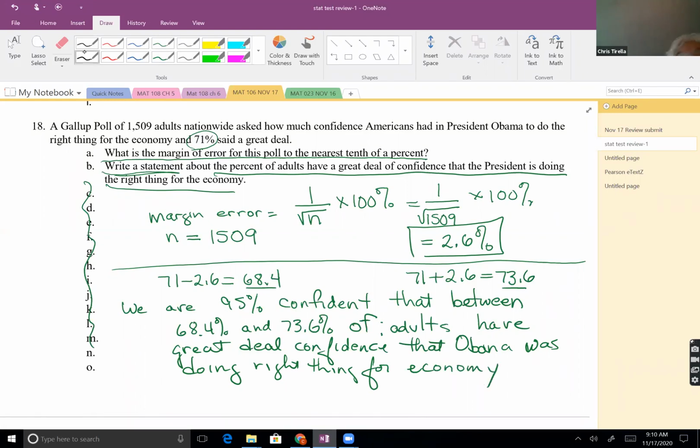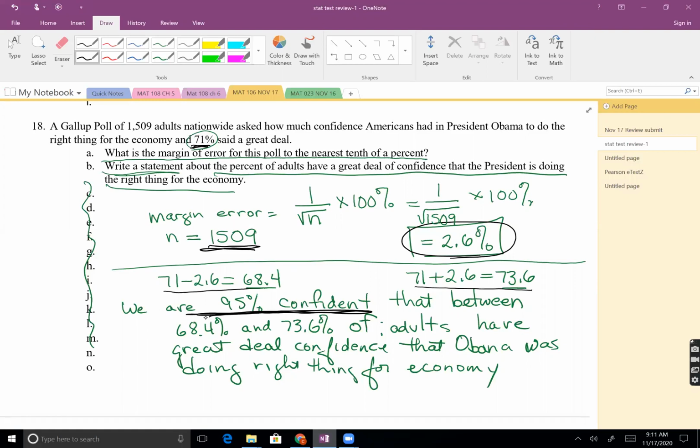And so here, you have to realize you're using the sample size to get your margin of error. You have to remember to subtract it and add it to the population percent. And you have to remember that we're going to be 95% confident that it's in between those values. This question, all right.